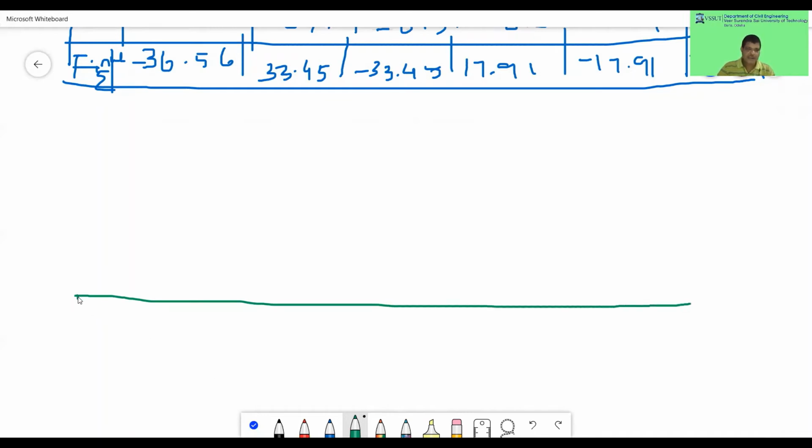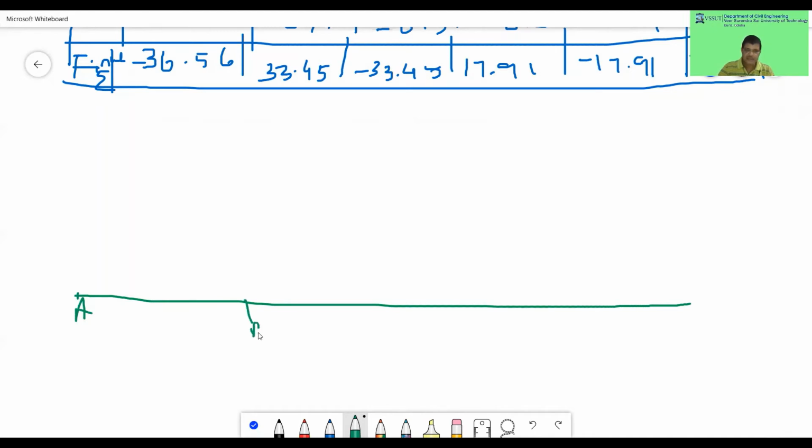Now we have a point A here. What is here? Minus 36.56. So minus 36.56 means it is anti-clockwise. So anti-clockwise movement means, let us give the names if you want to be more clarity.